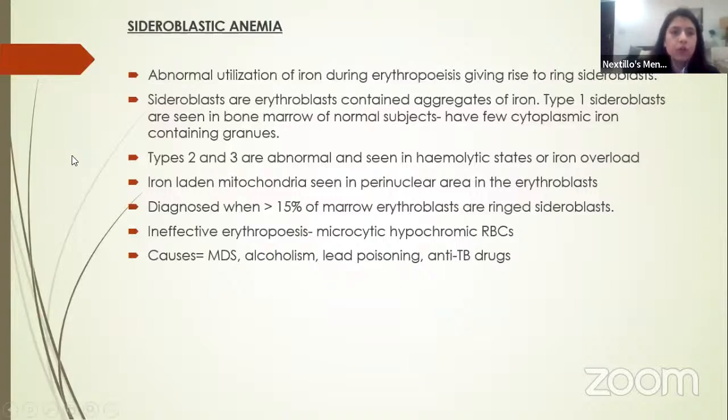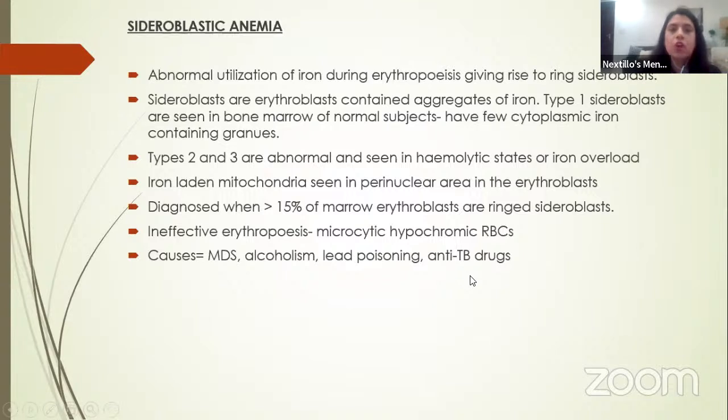Then what are these sideroblasts? Basically, these aggregates in the sideroblasts are iron-laden mitochondria seen in the perinuclear area in erythroblasts. So another question that is asked generally is what kind of cellular organelle is affected in sideroblastic anemia? The iron goes and deposits in the mitochondria. Okay, and how do we diagnose it? When we find more than 15% of marrow erythroblasts as ringed sideroblasts, that means these mitochondria with aggregates of iron are forming a ring around the nucleus, then this is called a sideroblastic anemia.